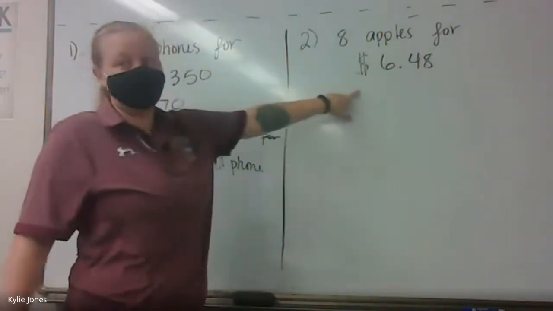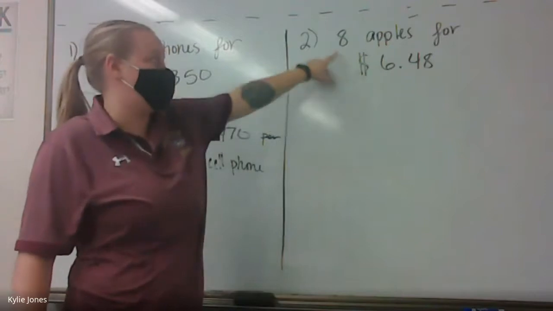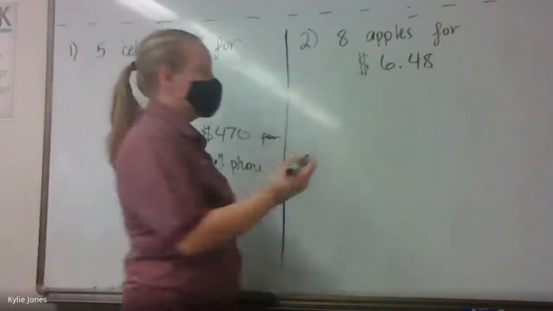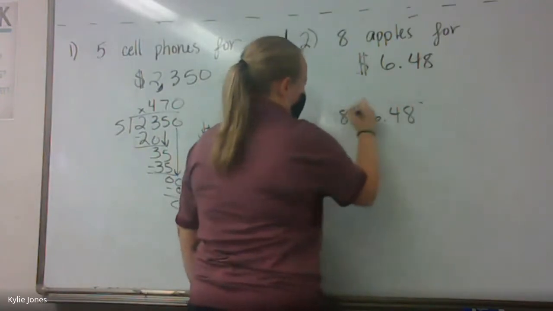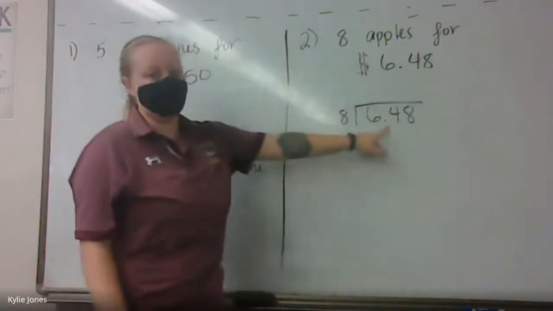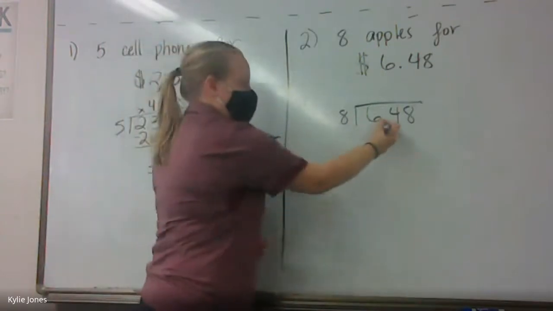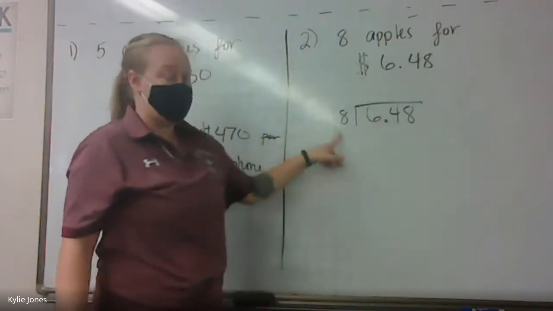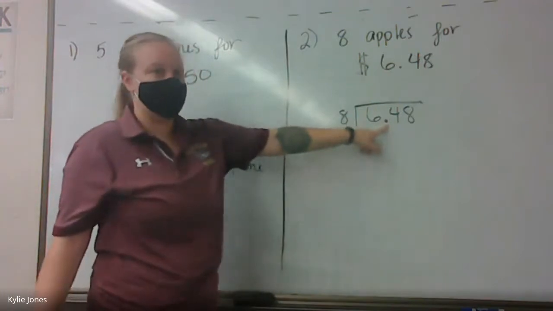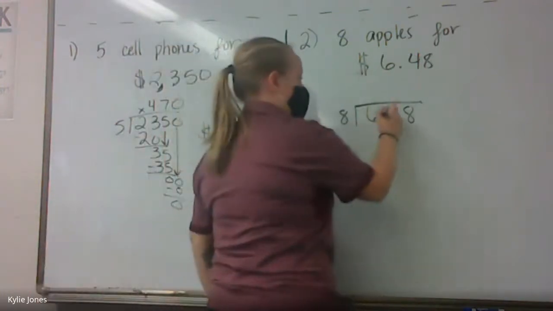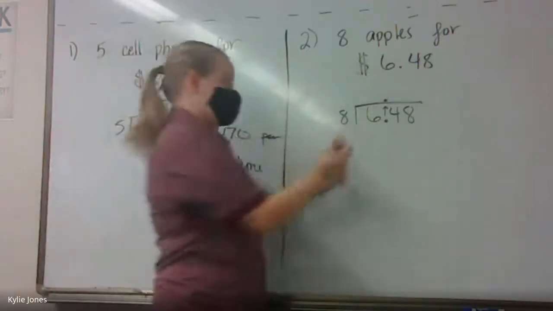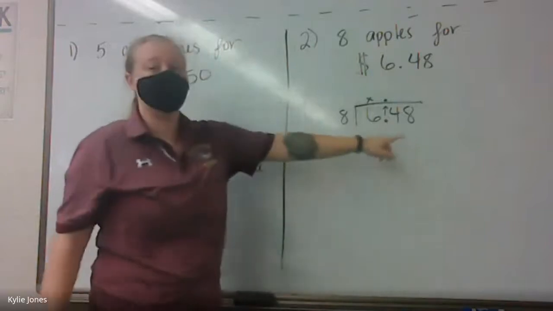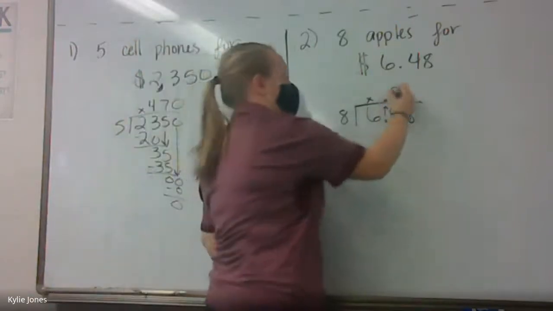Move on. $6.48. You're spending that much for 8 apples. We need to divide $6.48 divided by 8. Now there's a decimal on the inside, right? But there's not one on the outside. So there's nothing to move here. So what do I do with this decimal here? Bring it straight up. Good. Does 8 go into 6? No. Not 6, but it does go into 64 8 times.